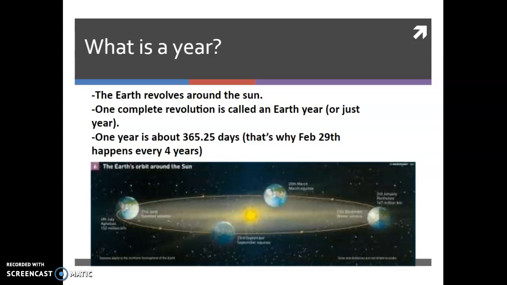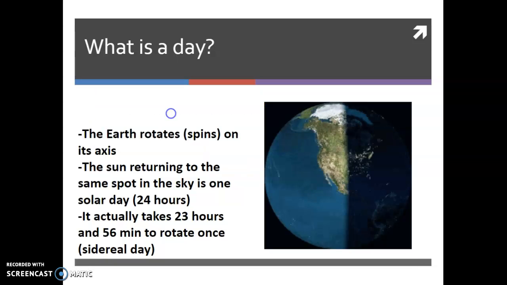Alright, so what is a year? Well, we know what a year is. I mean, we're pretty used to it. It's the Earth revolving around the sun. One complete revolution is called an Earth year, or just a year. It's about 365.25 days. That's why we have a leap year every 4 years. We have to make up for the 0.25.